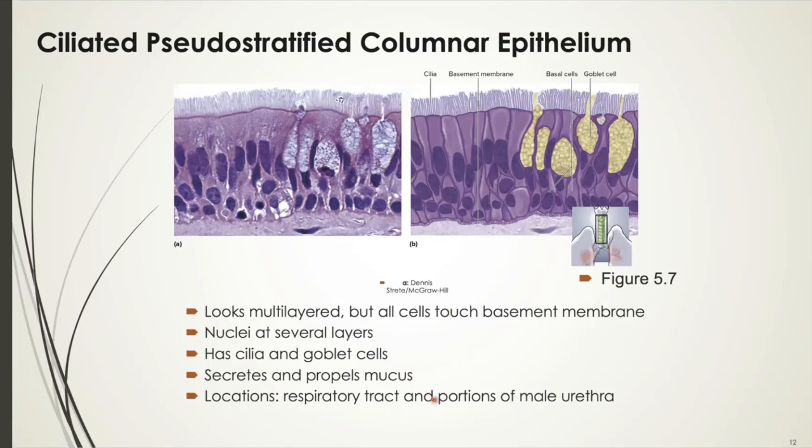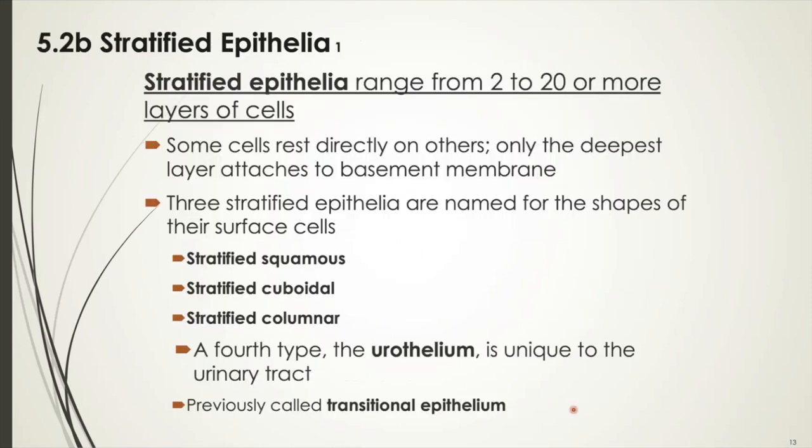All right, so locations: respiratory tract and portions of the male urethra. As you can see here, in portions of the male urethra, the cilia need to move that sperm along to help it on its way. Okay, so let's talk about the stratified epithelia.